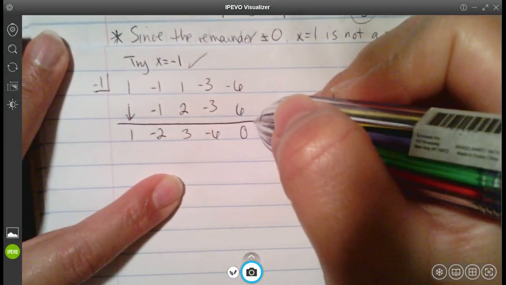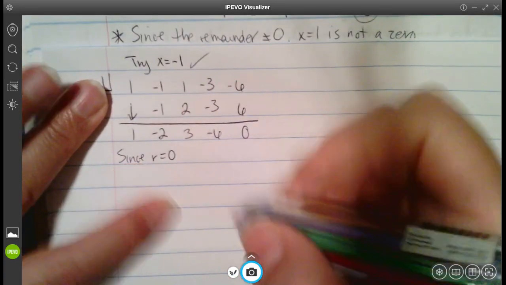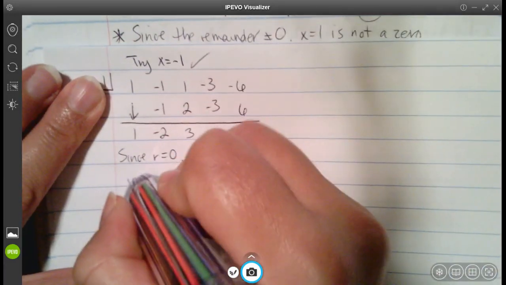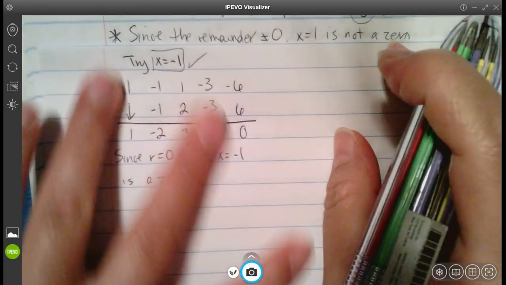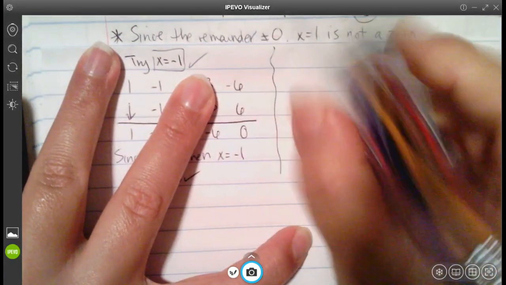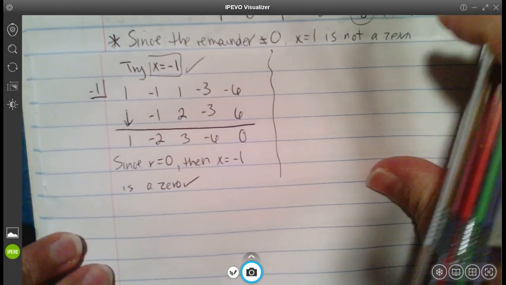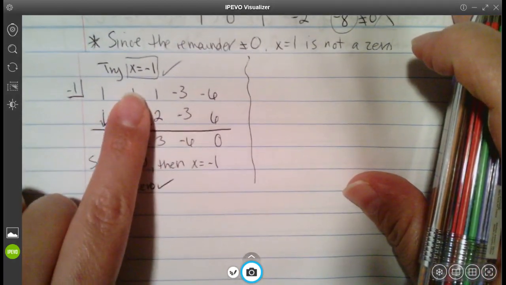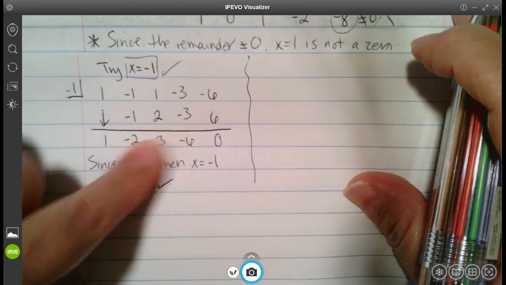So this is going to be one of the zeros. Since r equals 0, r is a remainder, then x equals -1 is a zero. So we have one of the zeros so far. We're going to try it again because we can have up to 4 zeros for this one, since the degree is 4. Since I already have one of the zeros for sure, I can continue the synthetic division with this right here.